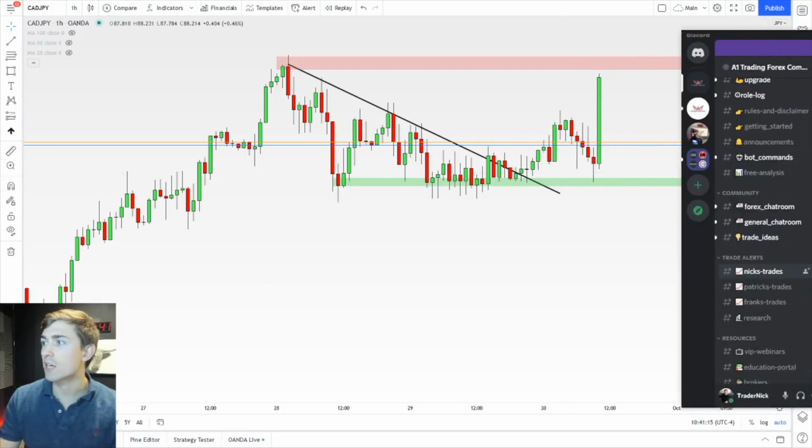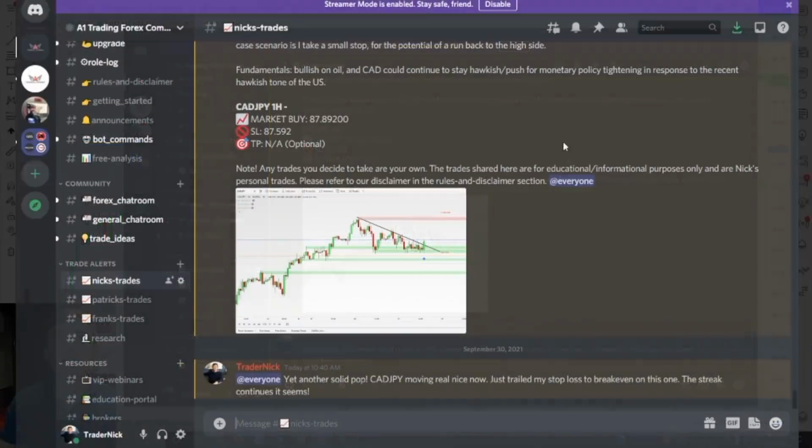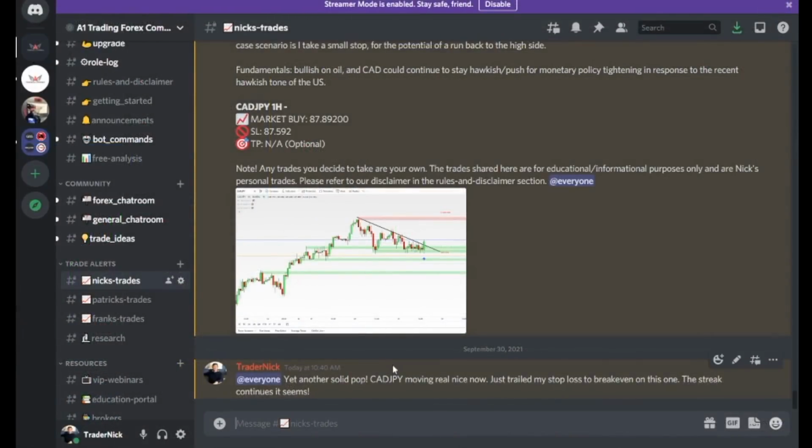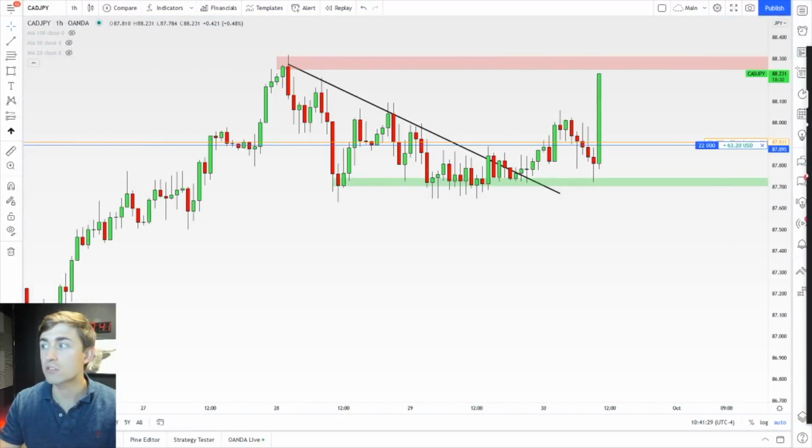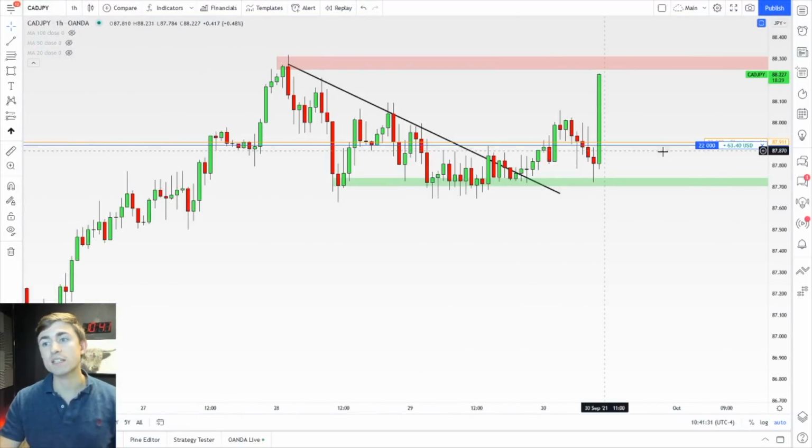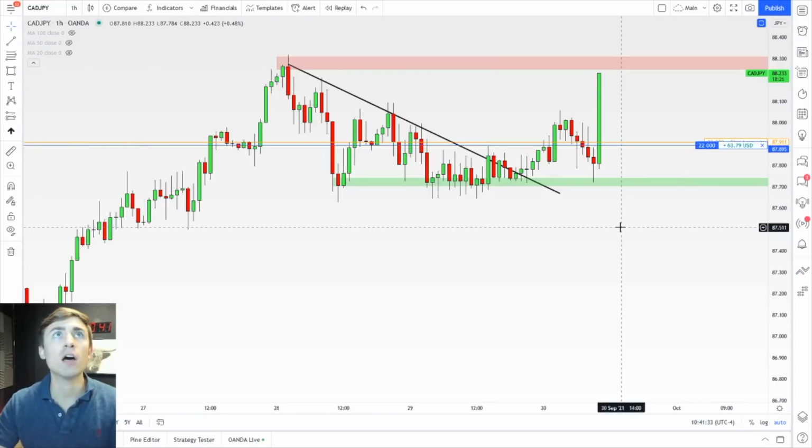I just got done, before filming this, sending out an alert to members saying another pop on CAD yen, which is awesome. We've been having a really good win streak, so I'm happy to see it continue. I said I just trailed my stop loss to break even on the trade, and now let's see if we can catch some more move here. So again, up $60 or so, give or take, on CAD yen.